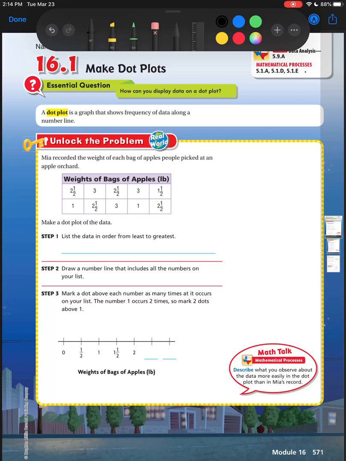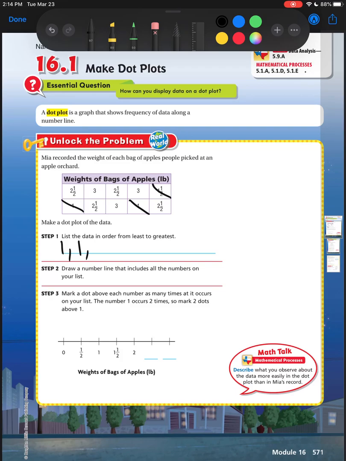First off, what we need to do is order our numbers from least to greatest to figure out what our number line needs to look like. My least number would be 1. So I've got 1, and then I've got another one. You need to always write all of your numbers. Even if you got 1 twice, you need to write it twice.